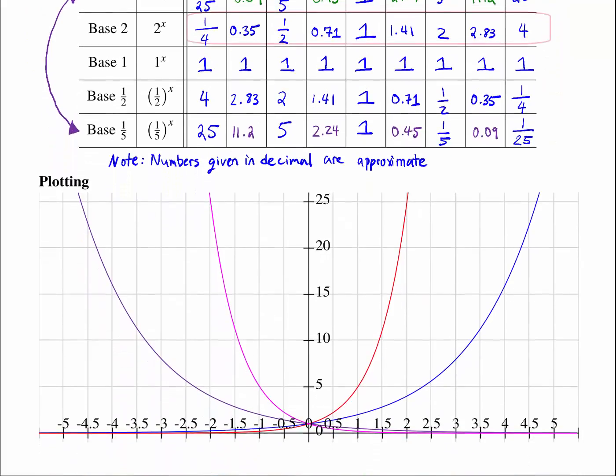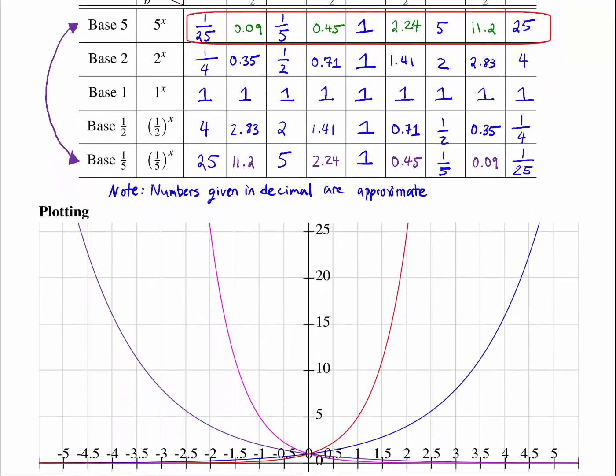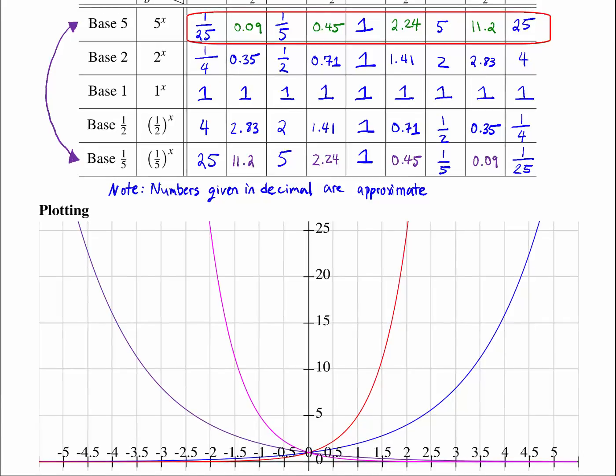So let's take the first row, and we can plot these points in base 5. We start off with 5 to the minus 2, 5 to the minus 3/2, 5 to the minus 1, etc. We get these points here. If we had included more and more points, we'd just be filling up this red curve here, which corresponds to 5 to the x.